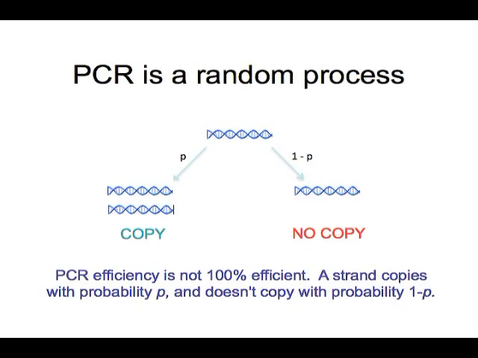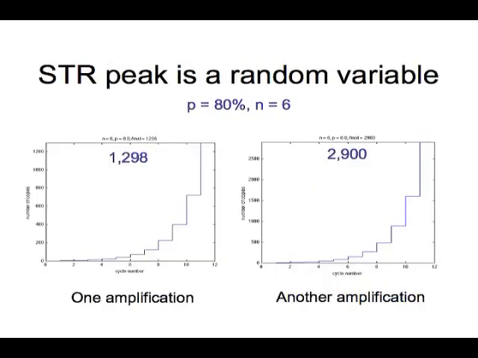The key source of stochastic effects in DNA forensics is the polymerase chain reaction. PCR is a random process because every cycle, every strand of DNA can either be copied with some probability, say 80%, or not copied with some probability, 20%. This is like flipping a biased coin where there's a probability of success or not success. The result is that PCR is a random branching process, and it does not have 100% efficient replication.